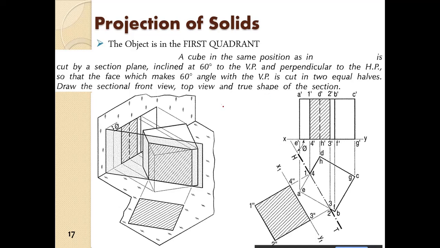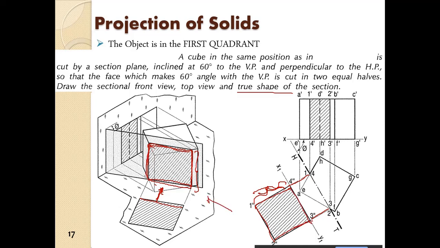Now in case it is asked for the true shape of the section, this is the true shape. True shape means what you see directly from the front of the plane, normal to the plane. So here obviously this length is equal to this length, so we can directly project perpendicular here. And this height is equal to the height of the cube. And we get the true shape of the plane.